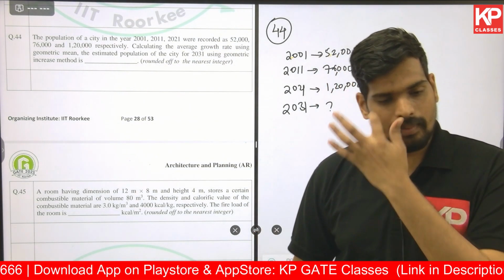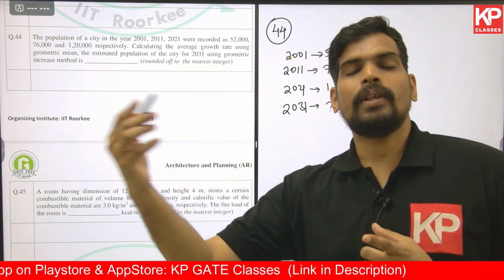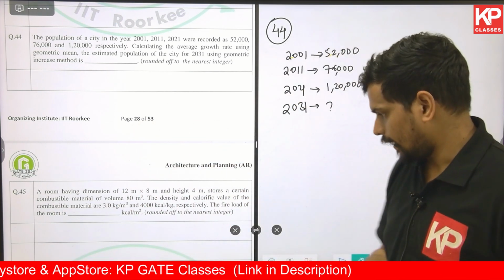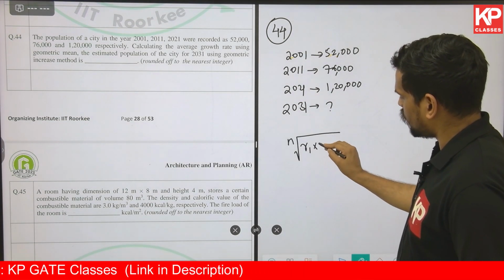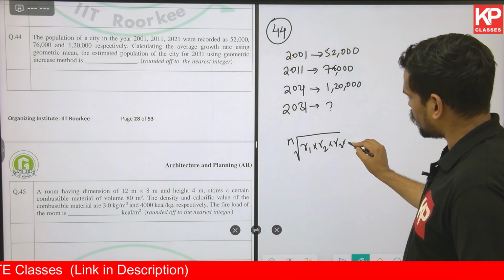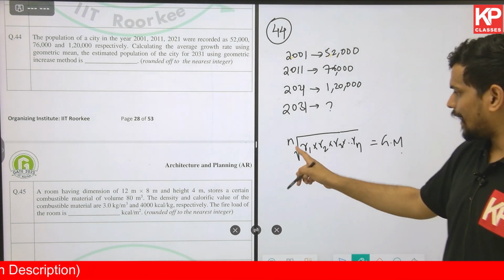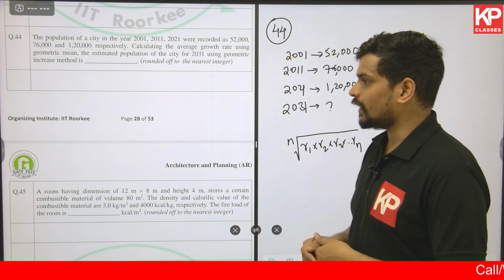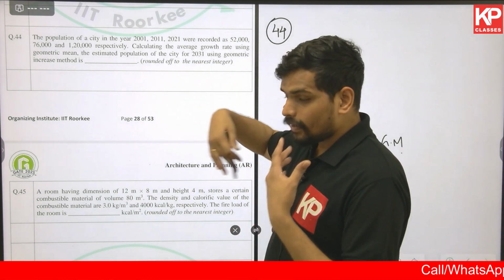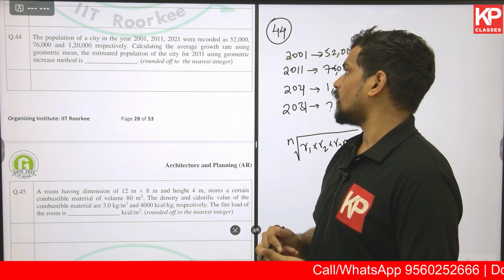How do you find out geometric mean? Geometric mean is the nth root of the product of all the involved rates. So it's like the nth root of r1 into r2 into r3 and so on till rn. This is how you calculate the geometric mean, for all the n years or n rates of growth. That's geometric mean. So using this geometric mean, we need to first calculate the average growth rate.